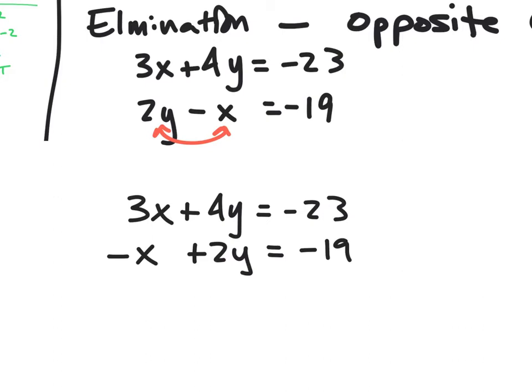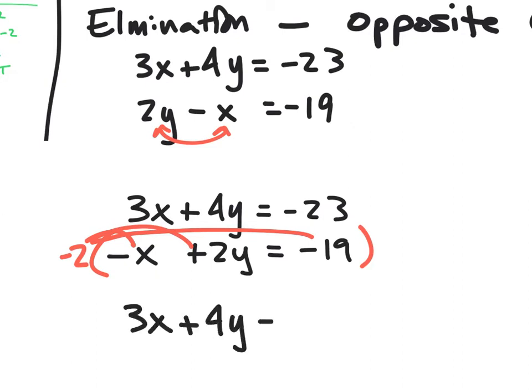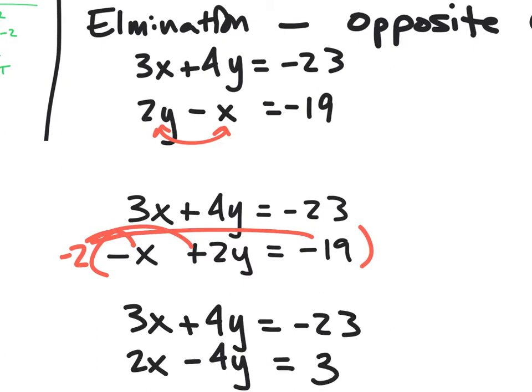What I'm going to do is this. I'm going to multiply this entire bottom equation by negative 2. The reason why I do that is so that I can get opposite coefficients in front of my y. So distribute your negative 2 into everything, literally everything. And we get 3x plus 4y equals negative 23. And you get positive 2x minus 4y, that's what we're looking for, equals positive 38.